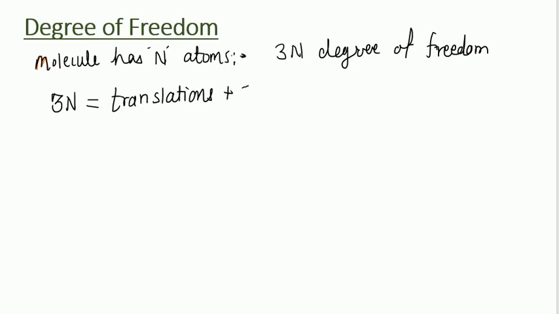plus rotational plus vibrations. So these are how the degrees of freedom are divided: translation, rotational and vibrational. Translation means the molecule travels along any axis, so there are 3. These translational motions are 3.